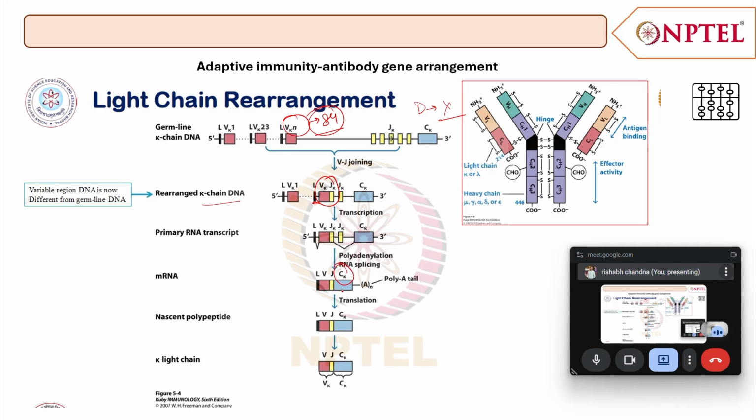And the constant region of the kappa chain, followed by its nascent peptide that has the VJ combined with the constant region of the kappa chain, and the light chain that codes for the variable and the constant region for the kappa chain. Okay, so this is how the light chain of the kappa chain is rearranged.